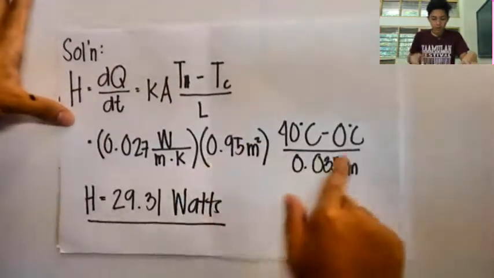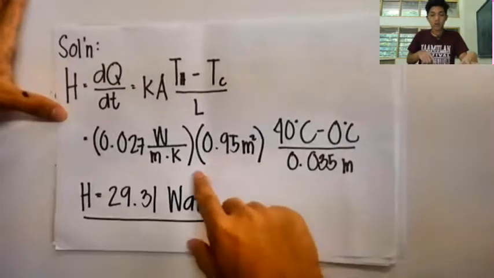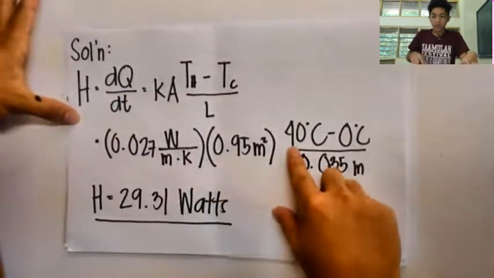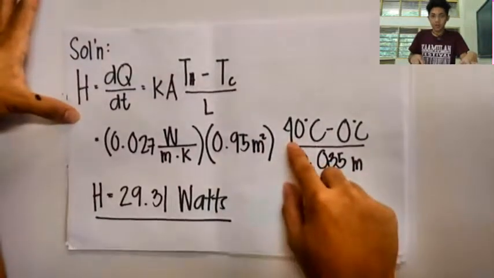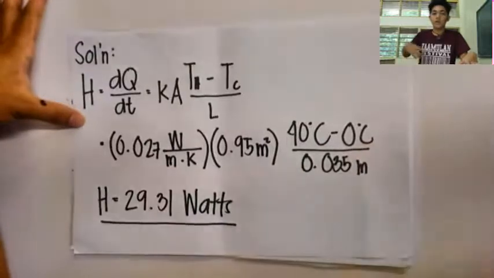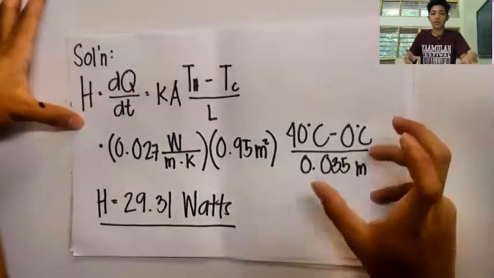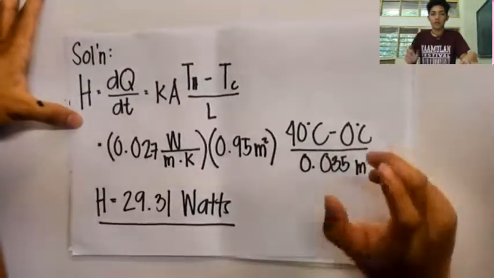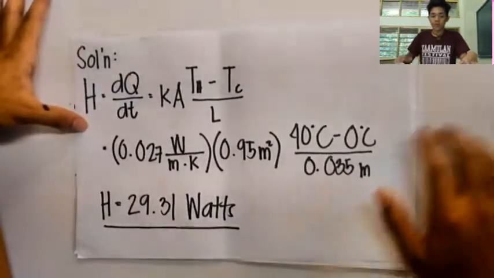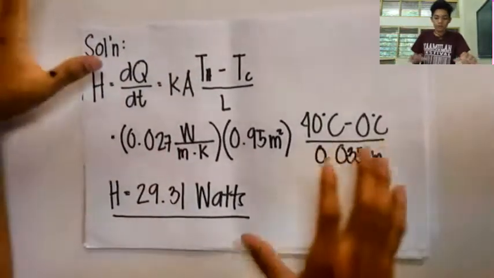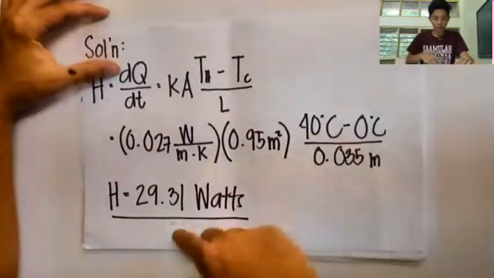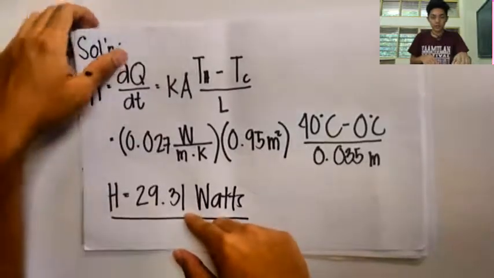So multiplied by the cross-sectional area, 0.95 meters squared, times the temperature difference, 40 degrees Celsius minus 0 degrees Celsius, over the length. The length, or the thickness of the wall, is 0.035 meter or 3.5 centimeters. So just calculate it all, and we get a value of 29.31 watts.